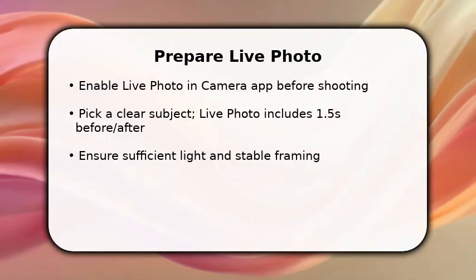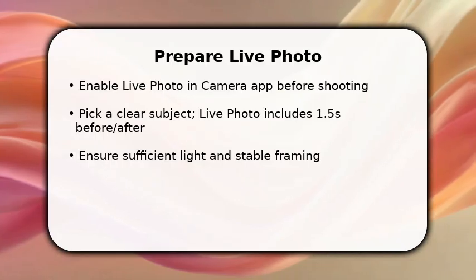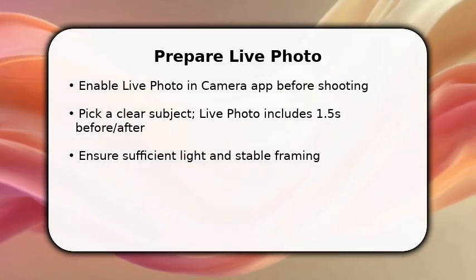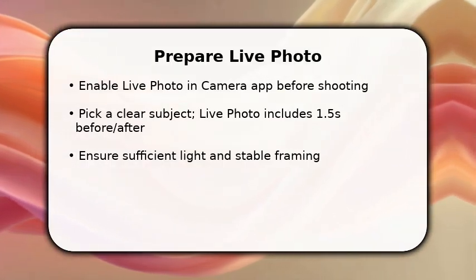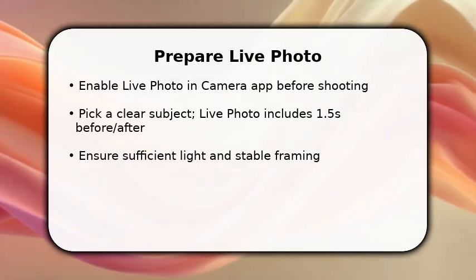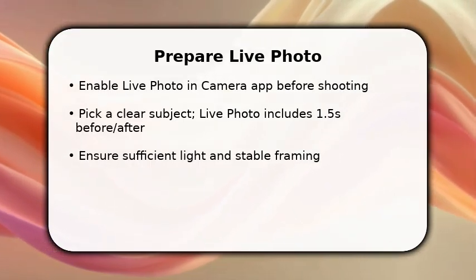You've already taken a live photo. Now open Photos and find it. Tap the live badge to confirm it's active, then swipe up to view effects. Once done, choose either loop, bounce, or long exposure.